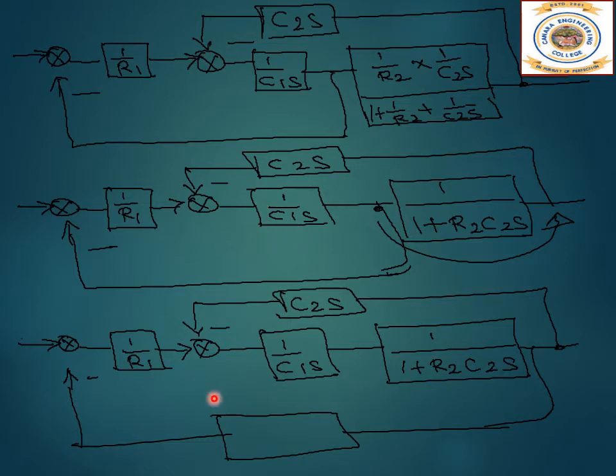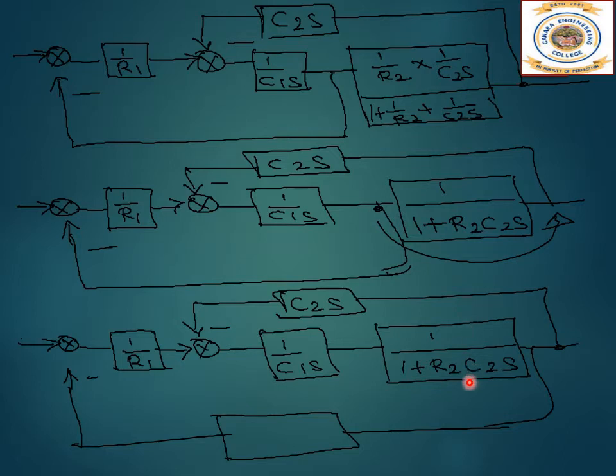Now come to this over here. Now we will trace the path. 1 by R1 block, 1 by C1S block, which is already there. Also we have the 1 by 1 plus R2 C2S block, then back to the summation. So what is extra here? We have 3 blocks, originally 2 blocks. So this third block is extra. We don't need this, so we have to remove this.